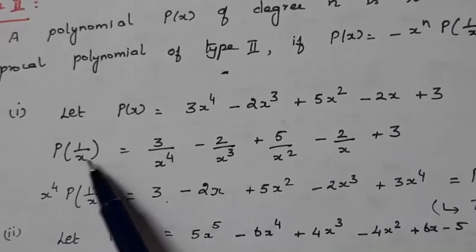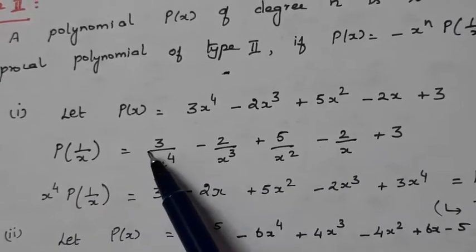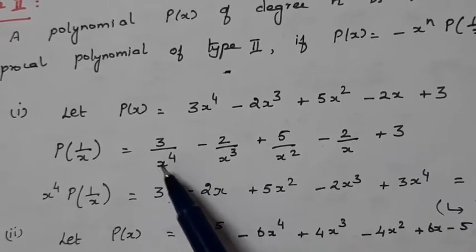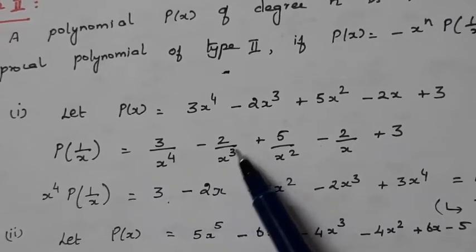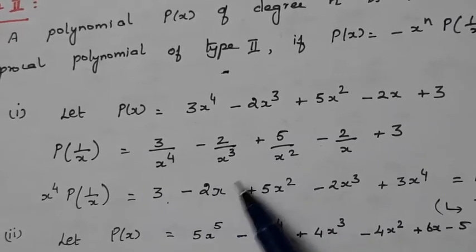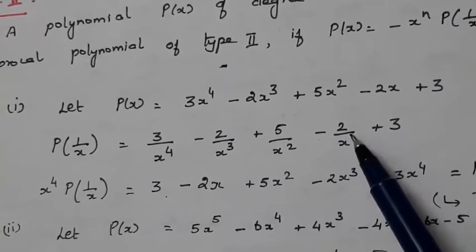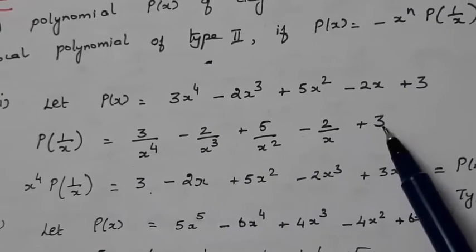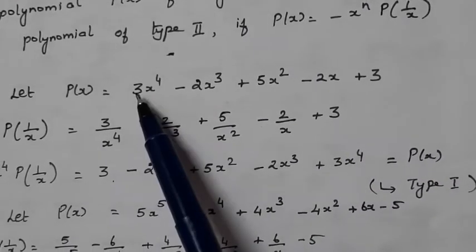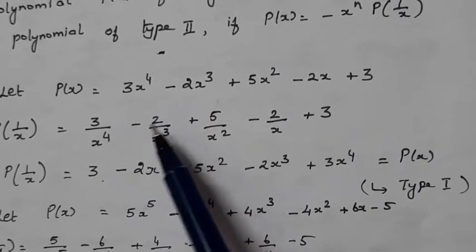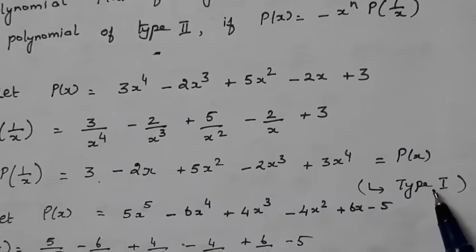When you multiply by x power 4, x power 4 into p of 1 by x will be equal to 3x power 4, where these two get cancelled, it will become 3. And here, minus 2 by x cube into x power 4 will be minus 2x. And here, if you multiply by x power 4, it will be plus 5x squared. And here it will be minus 2x cube, and this will become 3x power 4. Look at this. This is nothing but the same polynomial p of x. So, this is an example of a reciprocal polynomial of type 1.